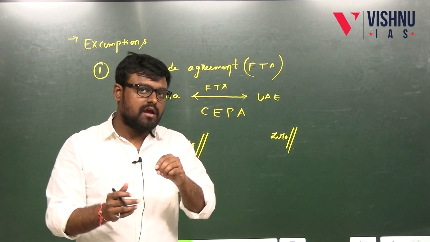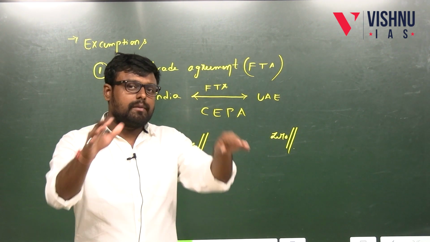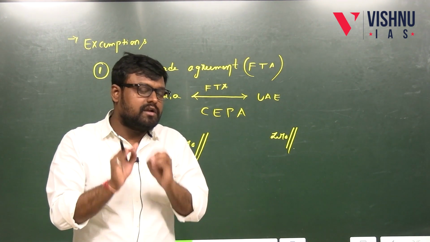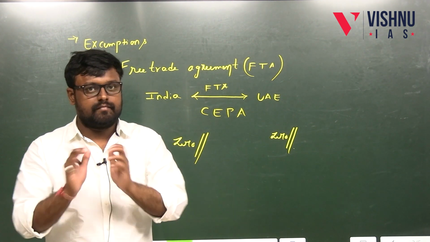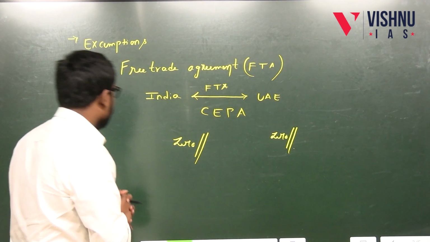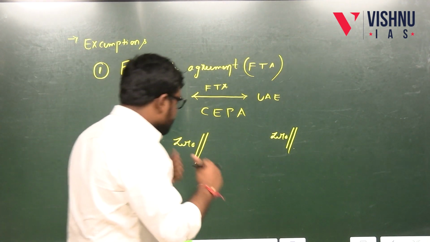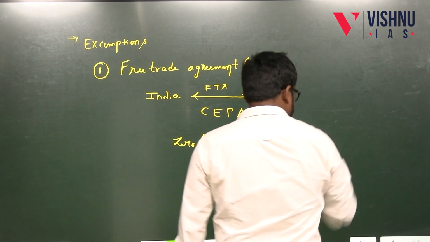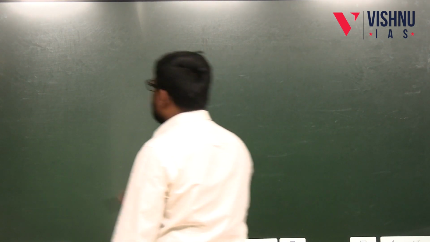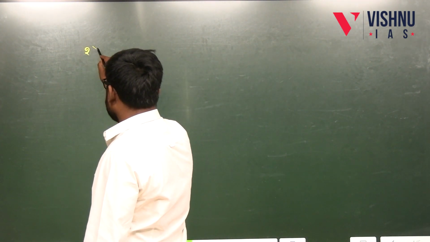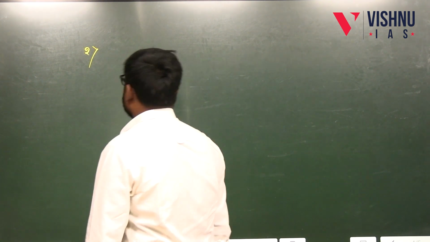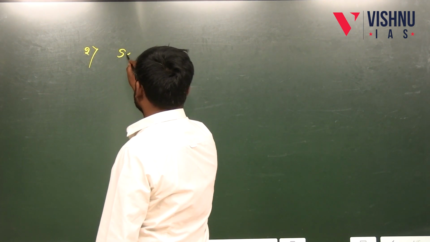That means it says that you should give these types of advantage to the WTO members as well, but it did not put any time limit, right? So that is one important point. So this is the free trade agreement. Another exemption under the most favored nation status principle is the security clause.